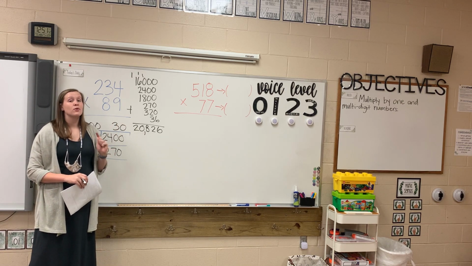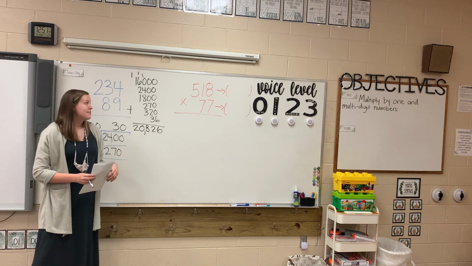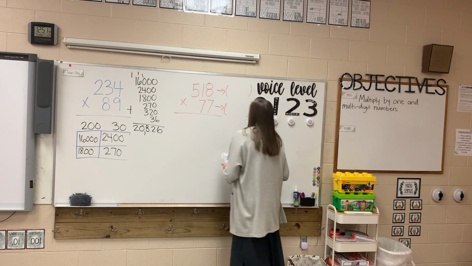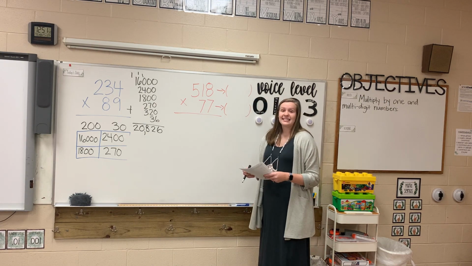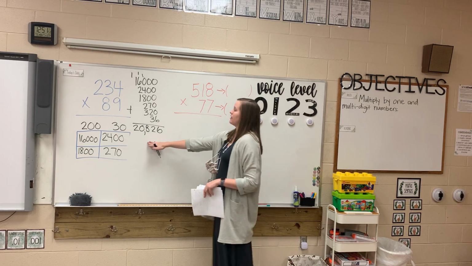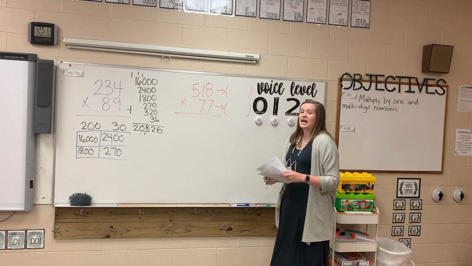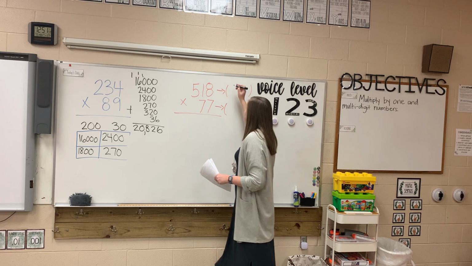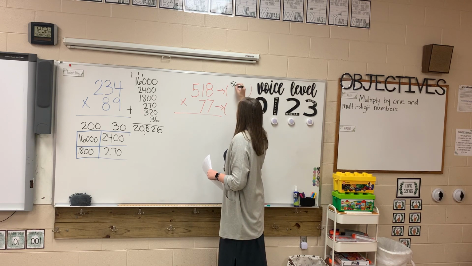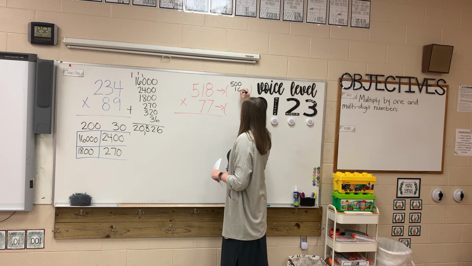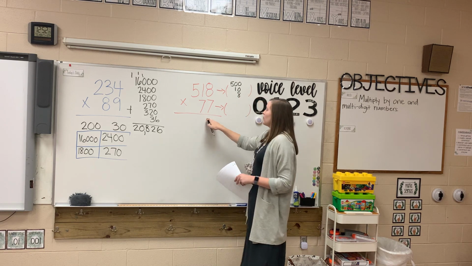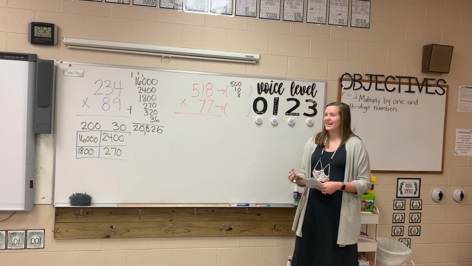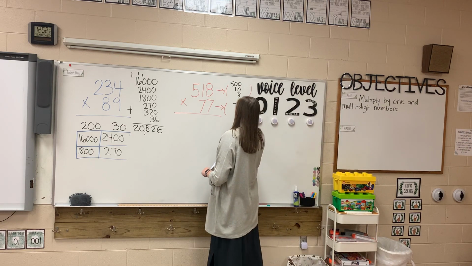I'm going to show you one more way to multiply, and this is called multiplying with partial products. So our first step is actually going to be the exact same as we did over here. We're going to break our numbers up by place value. So 518 is going to get broken up into 500, 10, and 8. So what do you think we're going to break up 77 to? That's right, guys, 70 and 7.